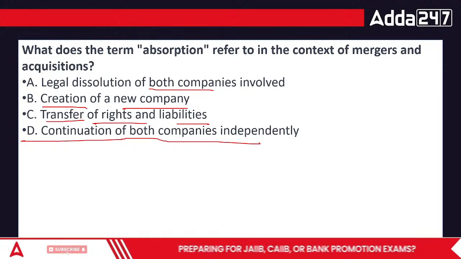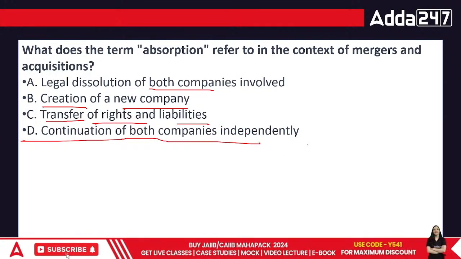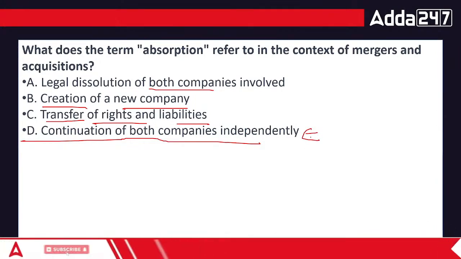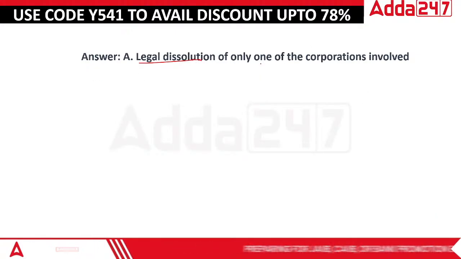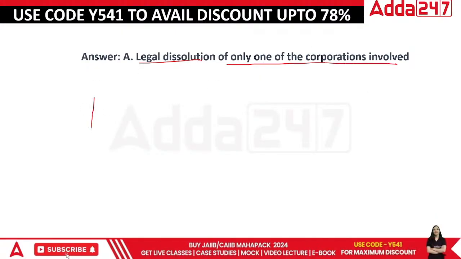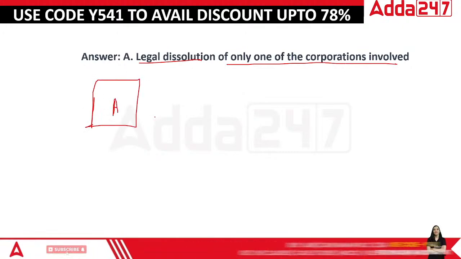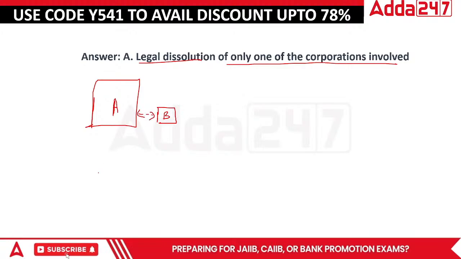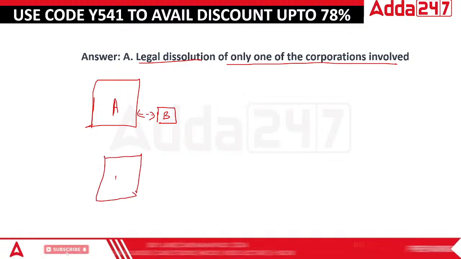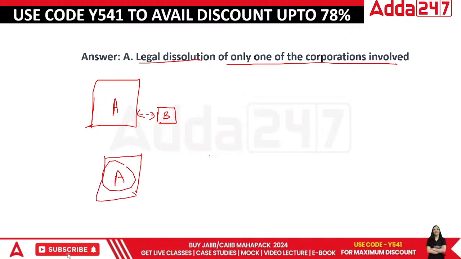Absorption simply means that the entire company is no longer working independently at all. Now it's a part of the other company. You know? In this case, this is legal dissolution of only one of the organizations. Matlab this is A and this was B. So A is now a part of B. So that means this completely becomes B, है ना?